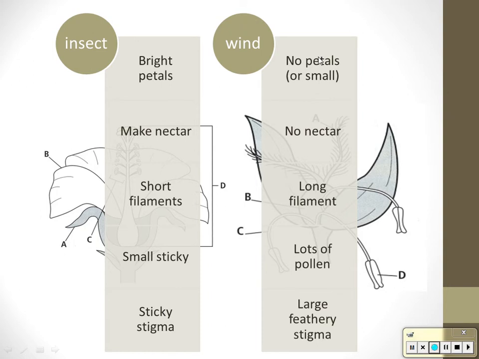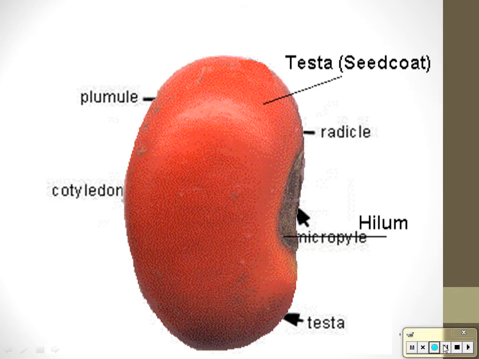Wind has little to no petals. They do not make nectar. Their filaments are long and hang outside of the flower. They produce lots of pollen that blows in the wind, and the large feathery stigma catches that floating pollen around.